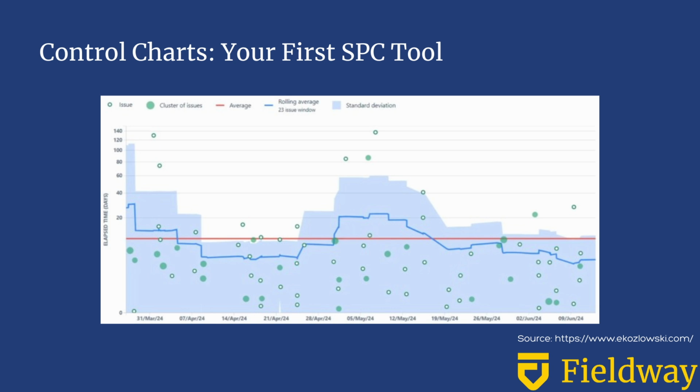Control charts do something crucial that regular metrics dashboards don't. They help us distinguish between normal variation and significant changes that require our attention. They establish control limits, boundaries that tell us when a change is outside what we'd expect from routine process variation. Let me show you how this reduces false alarms and improves resource allocation.